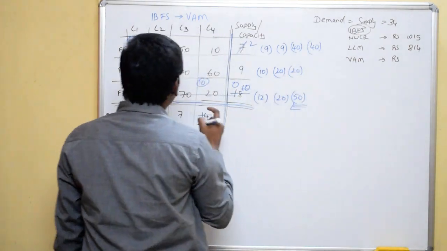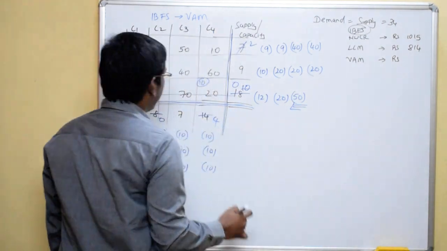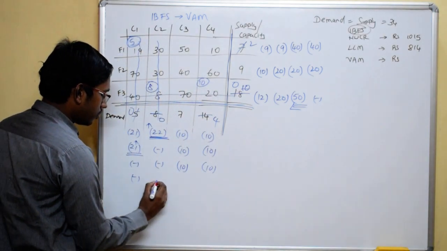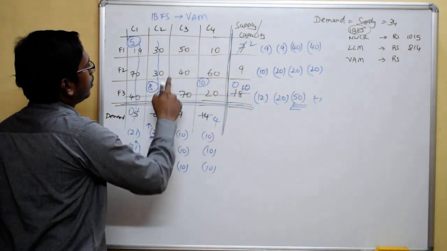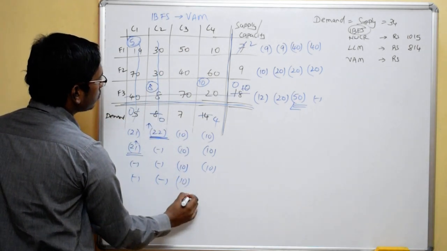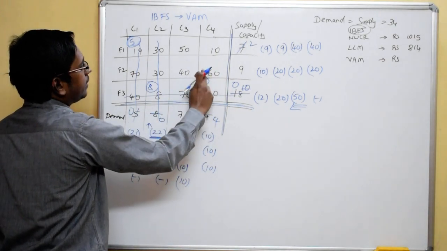40 and 60, 20. This one has become 0. कुछ भी नहीं आएगा. This is 0. This is 0. This time it will be 40 and 50. So 10. This is gone. ये cut हो गया. So now it will be 10 and 60.